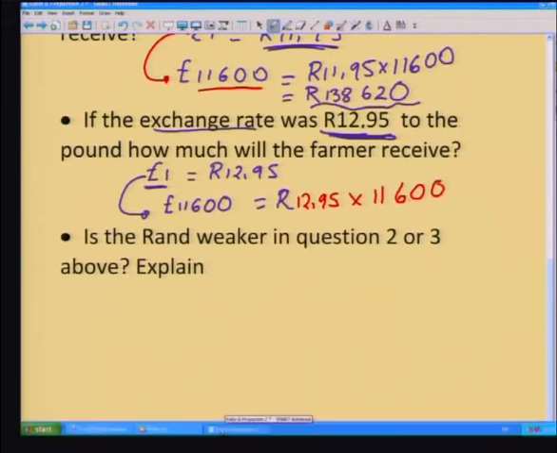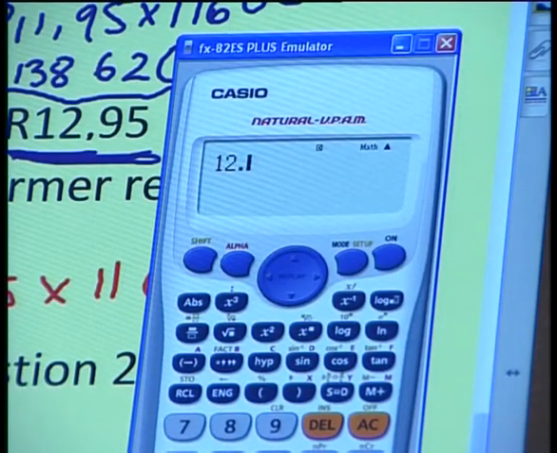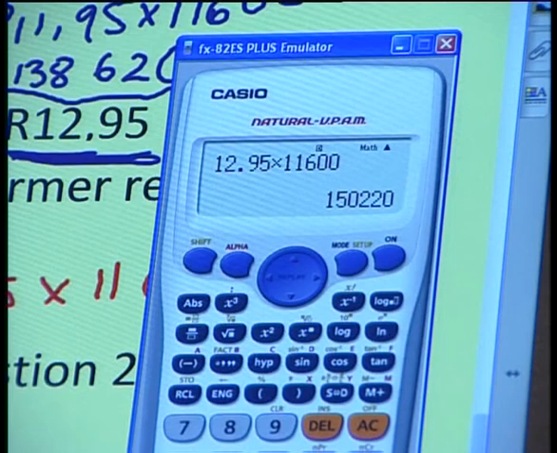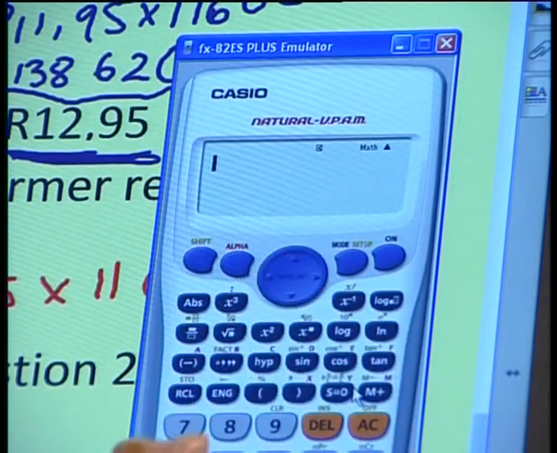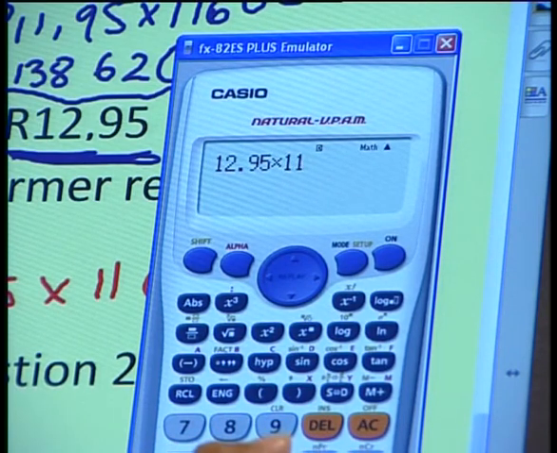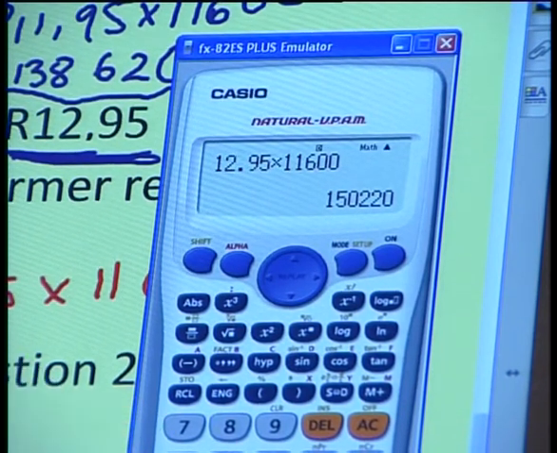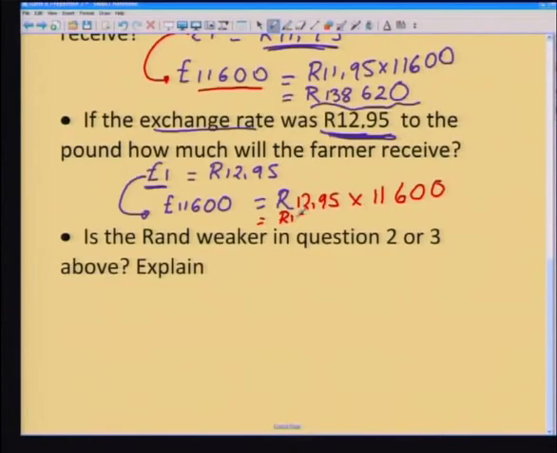And we're going to do that on the calculator. So it's 12.95 times 11,600 with all the zeros. He will get 150,220 rand. So look at that comparatively.